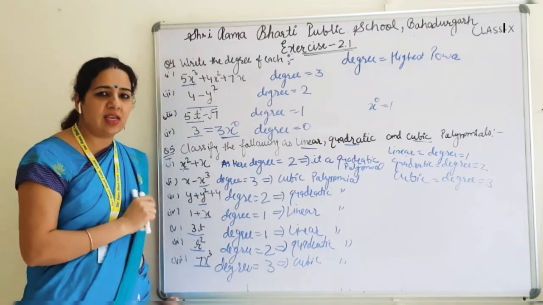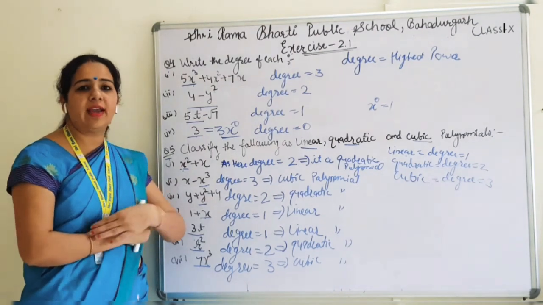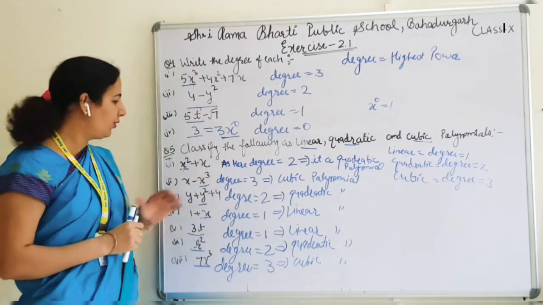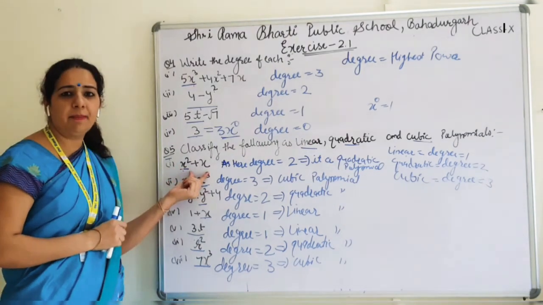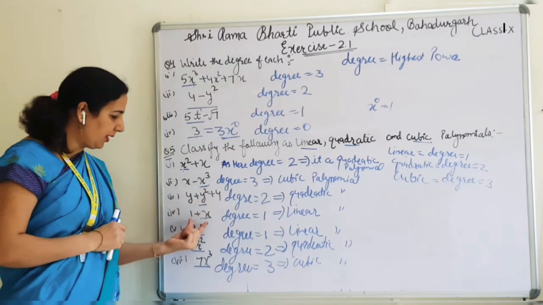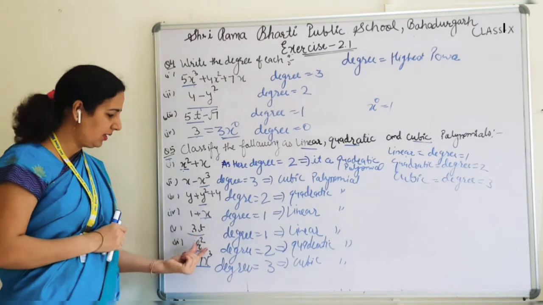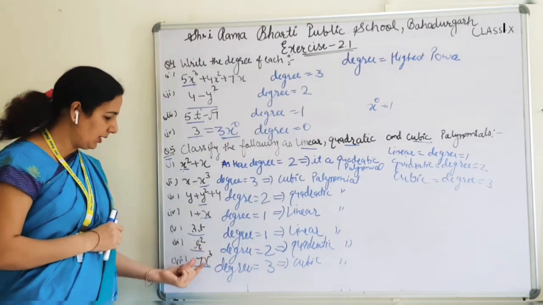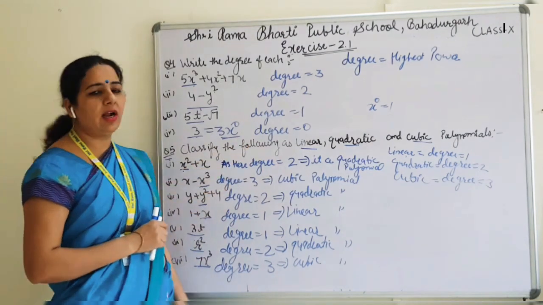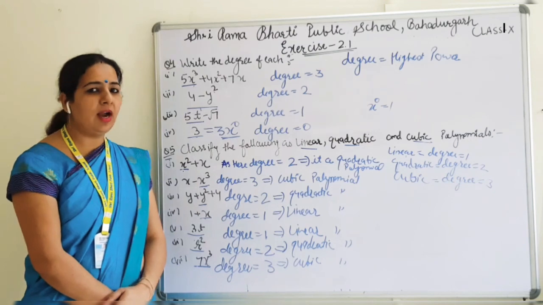If they ask the same question, classify the following as monomial, binomial or trinomial, how will you do it? 2-term binomial, 2-term binomial, 3-term trinomial, 2-term binomial, 1-term monomial, again 1-term monomial, again 1-term monomial. So this is all about the degree of the polynomial and the classification.